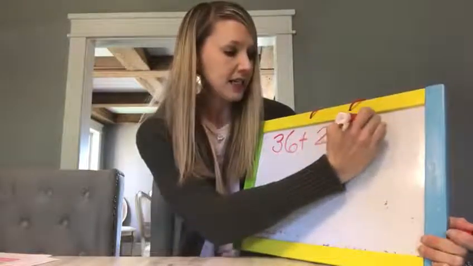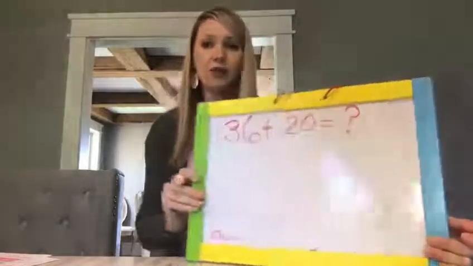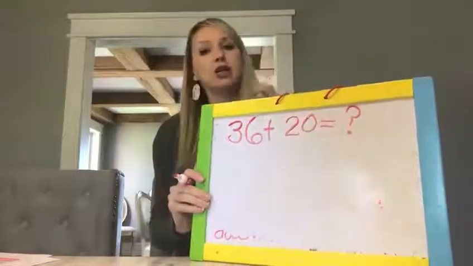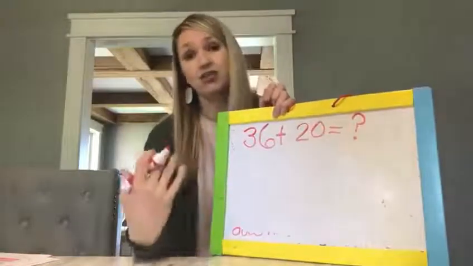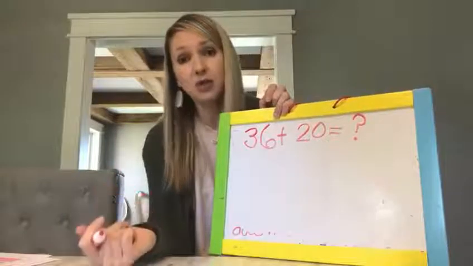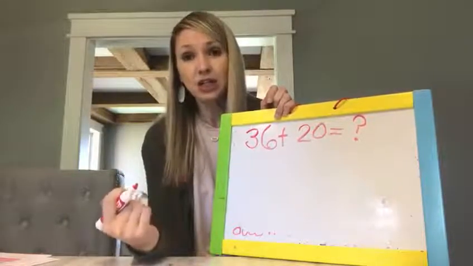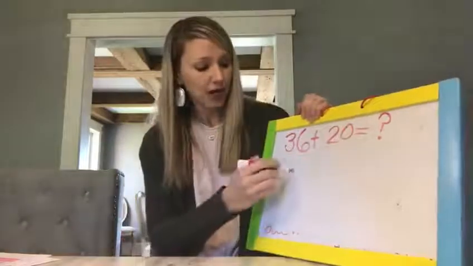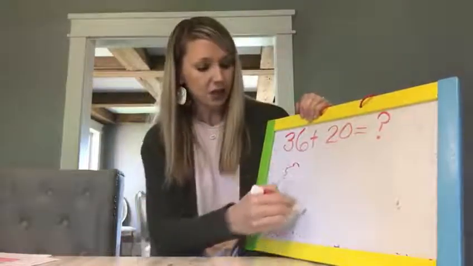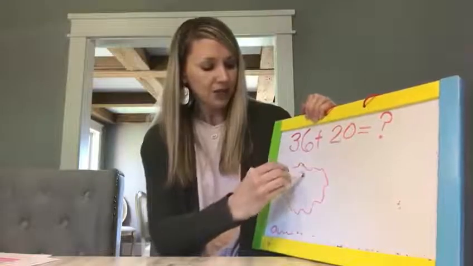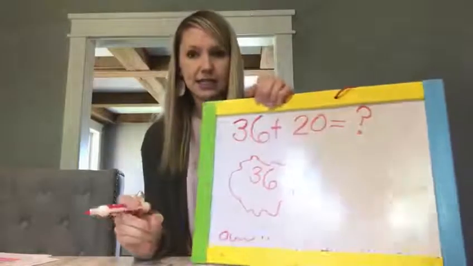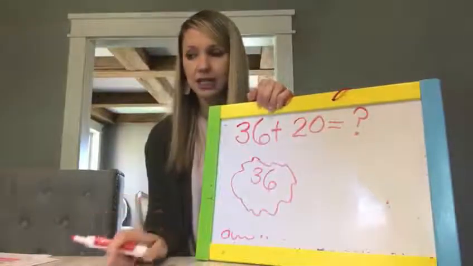And then that's going to give us our result unknown. So one way that we could do that would be to draw out 36 jelly beans and 20 more, but that's going to take forever. So we could just know in our head. So I'm just going to draw a big blob right here, and that blob is going to represent 36. So that's our 36 jelly beans.